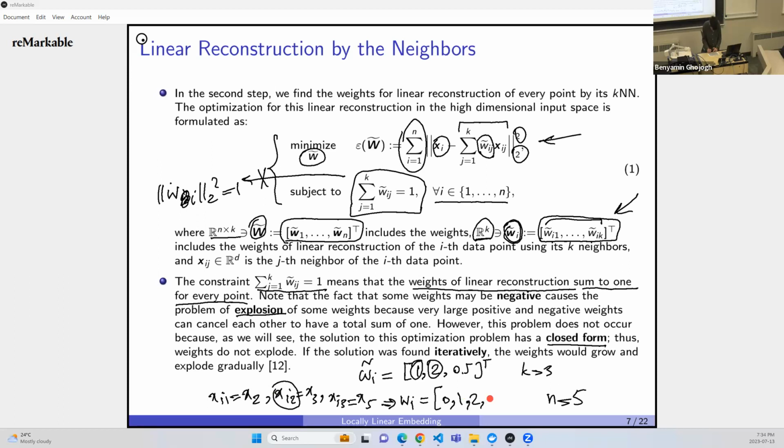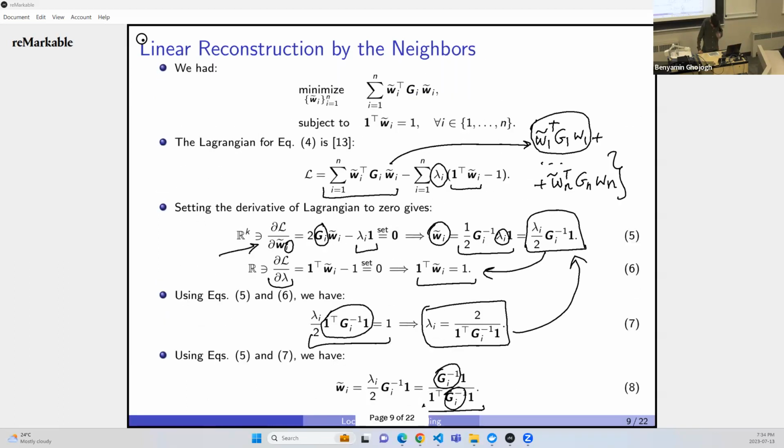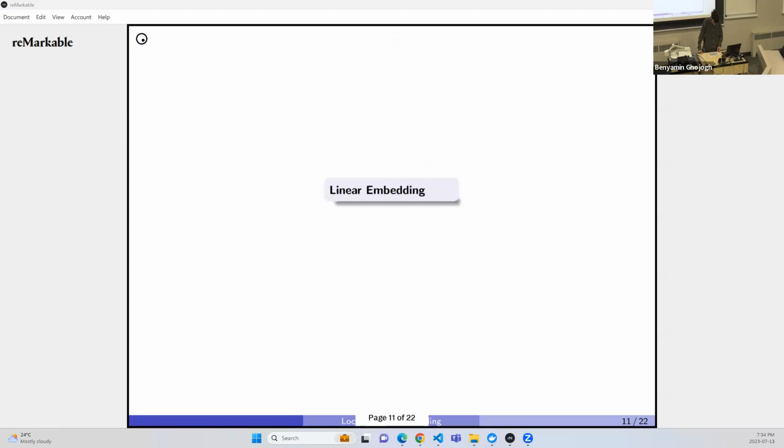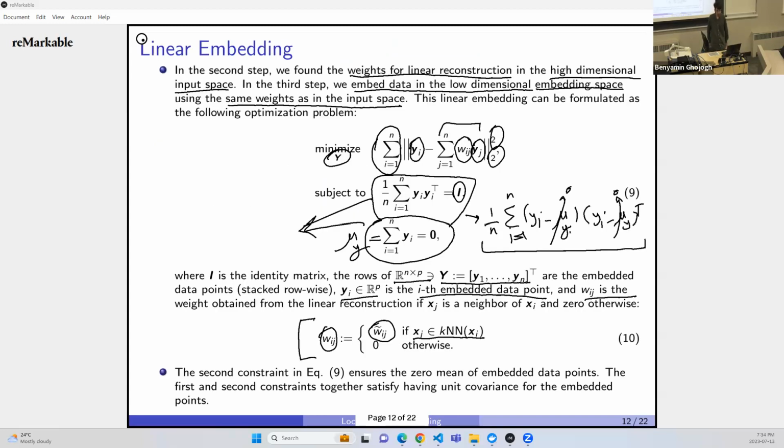X3 is not among the neighbors. X4 is not among the neighbors, 0. X5 is the third neighbor whose weight is half. So this is what I mean. This is the difference of Wi and Wi tilde. Okay. Wi is 5-dimensional because n is 5. Here, as we said, I just explained this formula. Now, if I put the Wij's in a vector form, it becomes n-dimensional rather than k-dimensional, right?